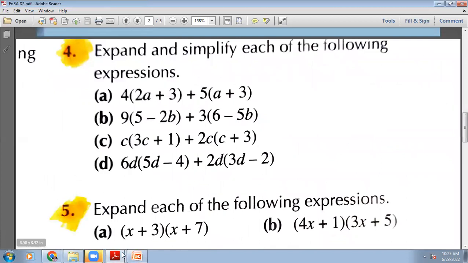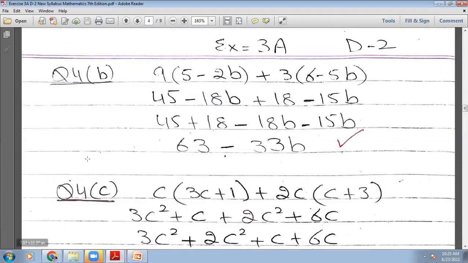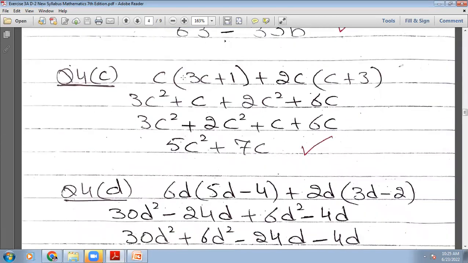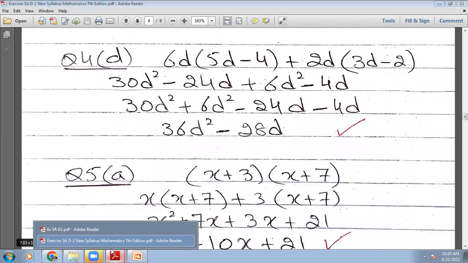The C part. Okay, so now we will do the C part. Here we have this C will multiply with both these terms, and this 2C will multiply with both these terms. So you will have 3C squared, C, 2C squared, plus 2C squared, and plus 6C. Now we will arrange the like terms together. So 3C squared plus 2C squared, their coefficients will be added, so you will have 5C squared. 1C plus 6C, that will be 7C. So that was question number 4, C part.